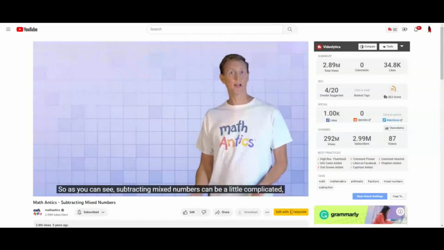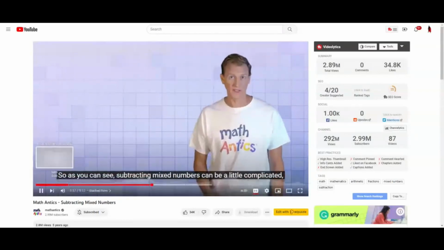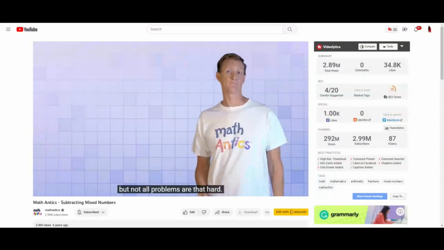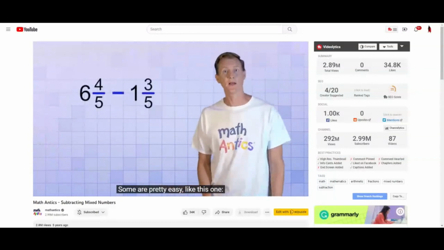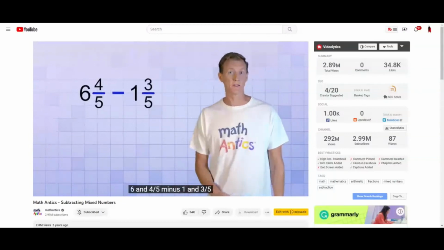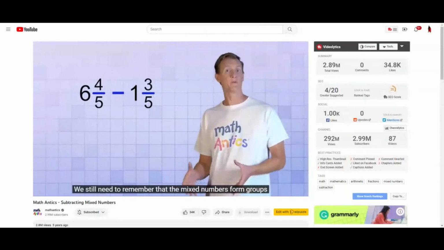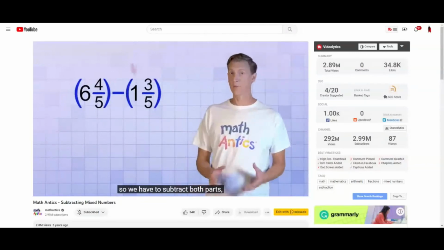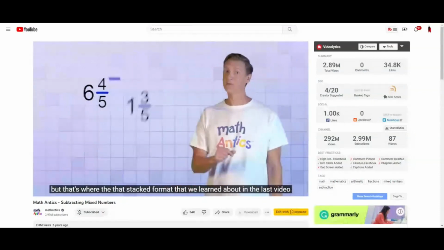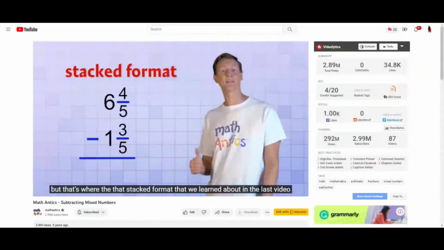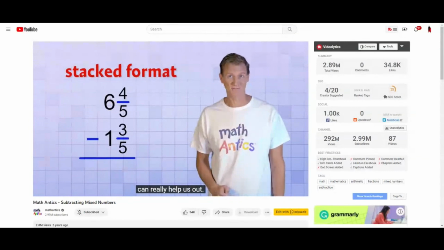So as you can see, subtracting mixed numbers can be a little complicated, but not all problems are that hard. Some are pretty easy, like this one, 6 4/5 minus 1 3/5. We still need to remember that the mixed numbers form groups, so we have to subtract both parts. But that's where the stacked format that we learned about in the last video can really help us out.